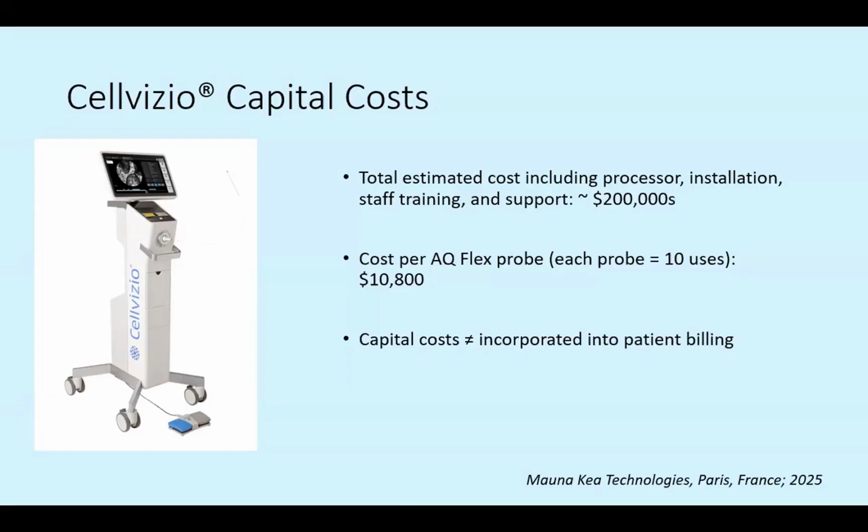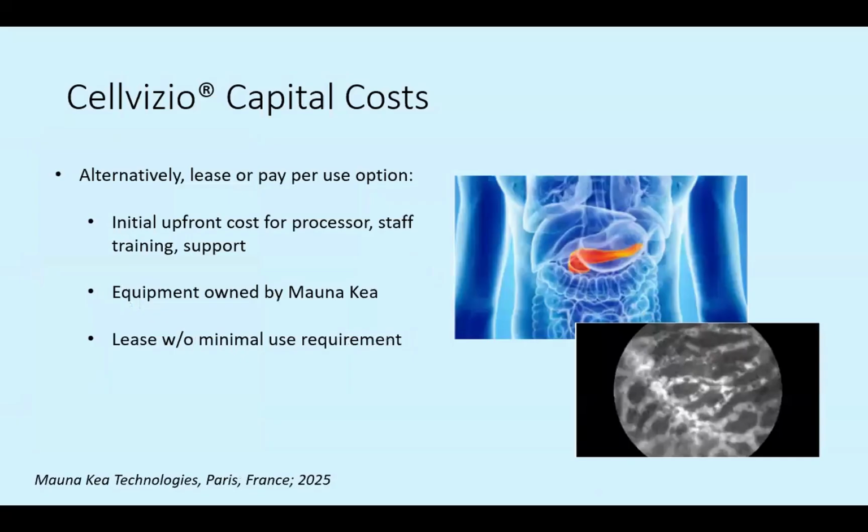It's important to remember, and this is sometimes a struggle we're finding more now than ever with financial constraints at our institutions, that this can be hard to argue because your capital costs don't get incorporated into your patient billing. But I'm doing a walkthrough of some efforts you can do to work with your VAT committee and your institutional leadership. There are other potential opportunities to bring Cellvizio if you're not able to do a full flat purchase.